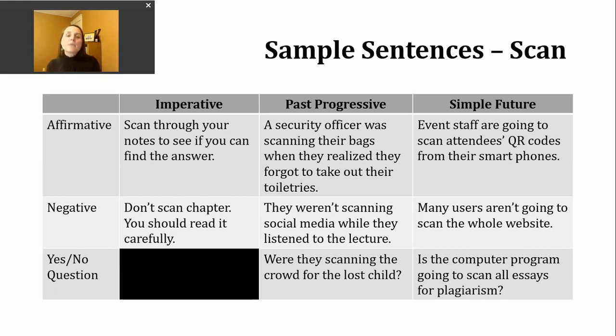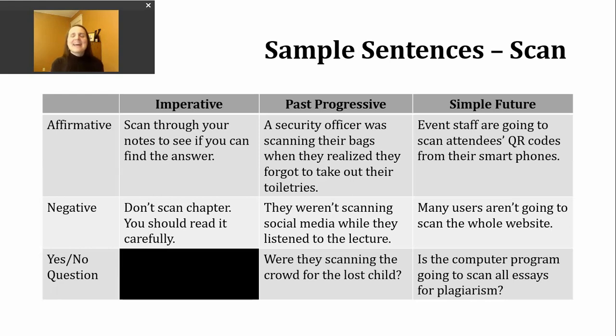Okay? If I want to make a negative past progressive sentence, all I need to do is insert not after our be verb. So you might hear people say was not, or you might hear the contraction form wasn't. You might also hear were not, or the contraction weren't. Let's look at an example. They weren't scanning social media while they listened to the lecture. Okay? So this also might be in reference to some students who have really good behavior. They're paying attention. They're not on their phones looking at Instagram, Twitter, or Facebook.